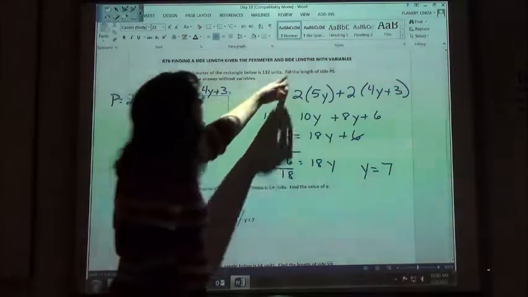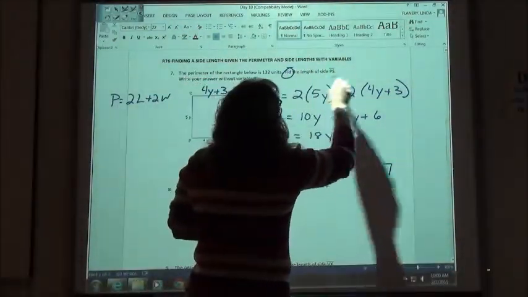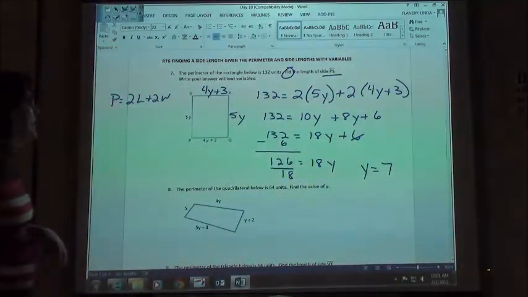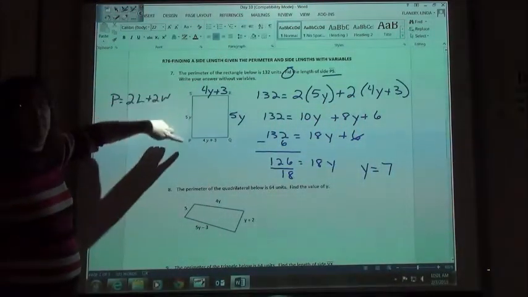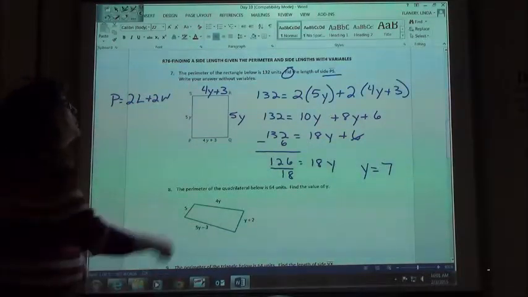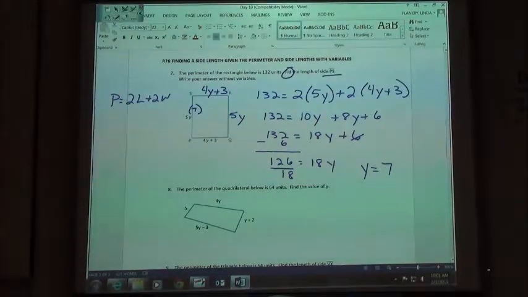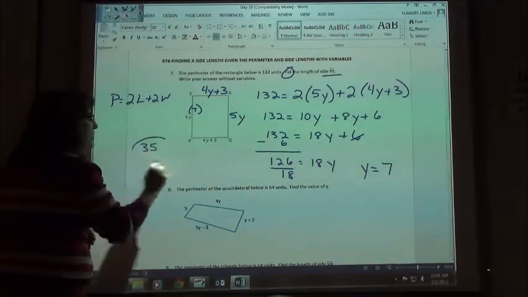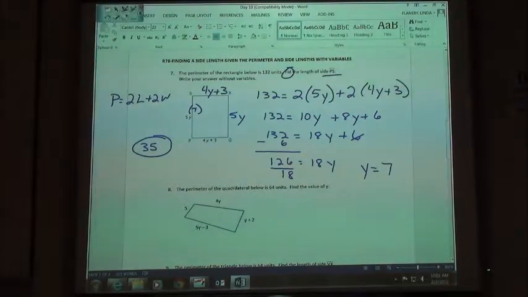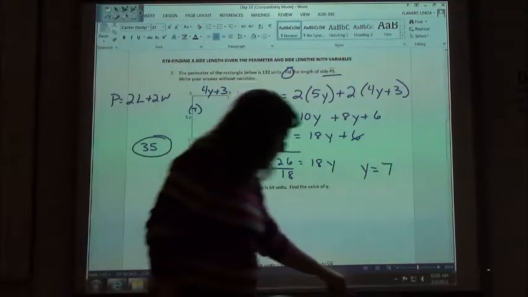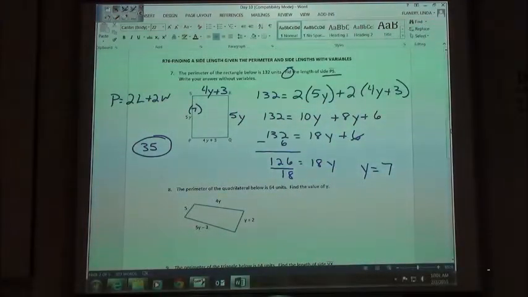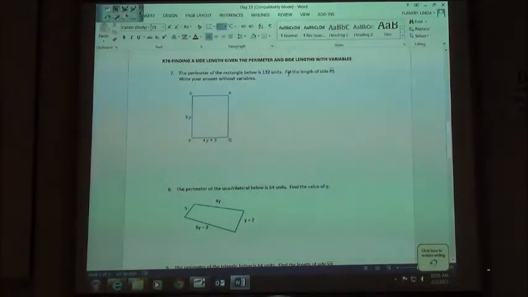Now, sometimes it will just say find y, but sometimes they want you to find the length of a side. I evidently don't know how to type. I need to fix that, but I'm supposed to find the length of the side PS. PS is this side labeled 5y. So to answer the question, we have to take 5 times 7, because y was 7, and we would end up with 35 for the answer to this question. Fix my paper while I'm thinking about it. There, we could say find instead of fid.